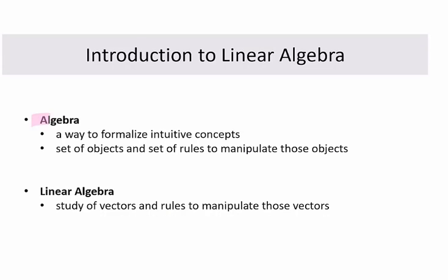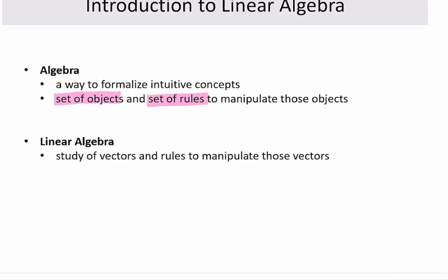So what is algebra? Algebra is a way to formalize intuitive concepts. To make it more concrete, it is a set of objects and a set of rules to manipulate those objects. If you have these two things together, a set of objects and a set of rules that you can use to manipulate those objects, that's what algebra is. And linear algebra is the study of vectors and the rules to manipulate those vectors. So that's what linear algebra is: a set of vectors and a set of rules to manipulate those vectors.